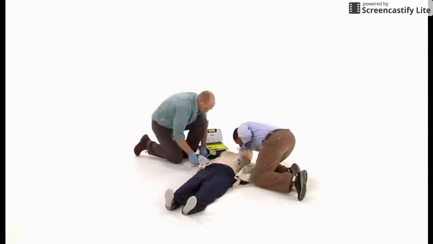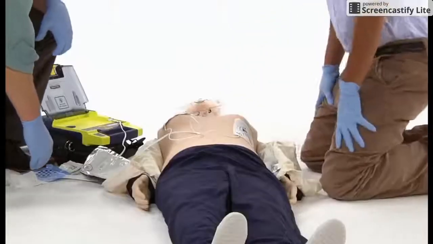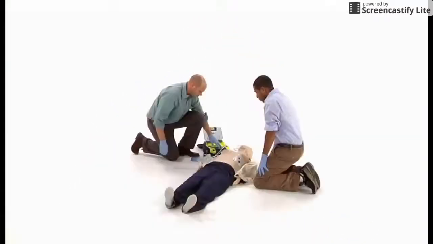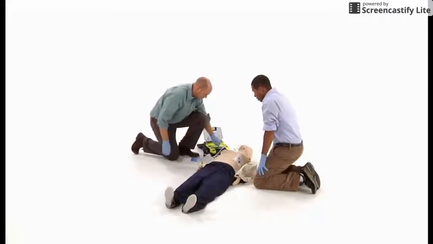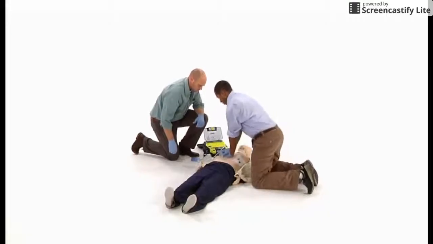Do not touch patient. Analyzing heart rhythm. Everyone stand clear. Preparing shock. Move away from the patient. Shock advised. Everyone stand clear. Press red flashing button to deliver shock. Shock delivered. It is now safe to touch the patient. Start CPR.